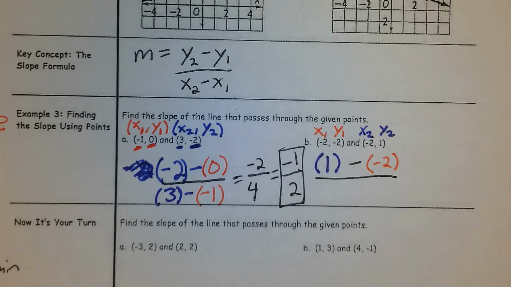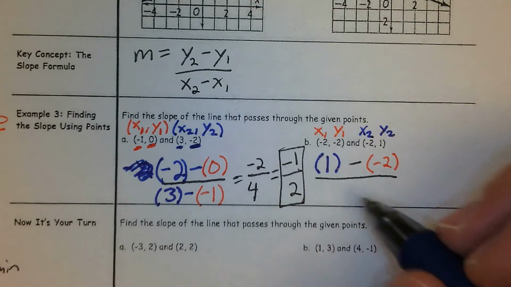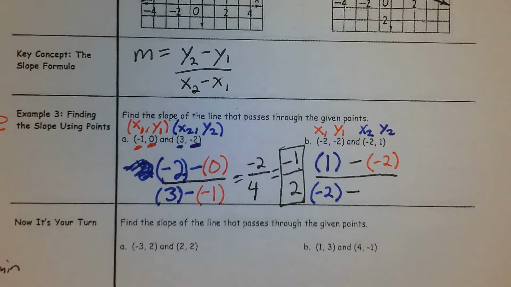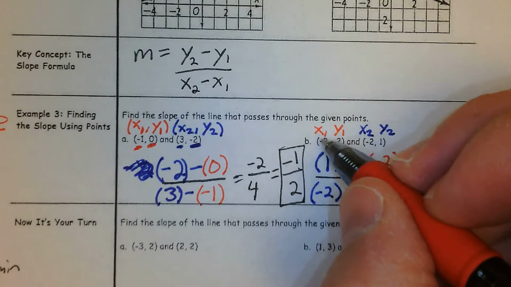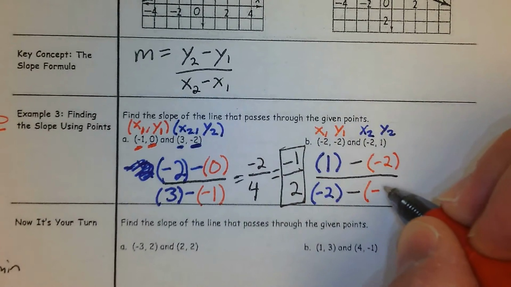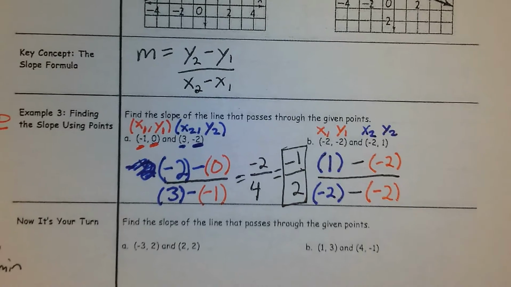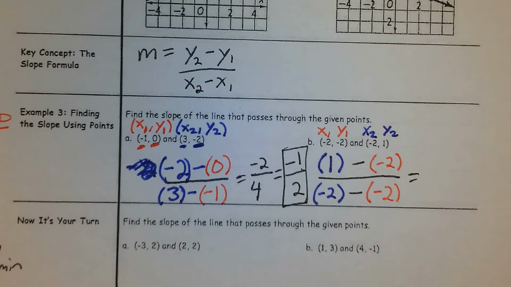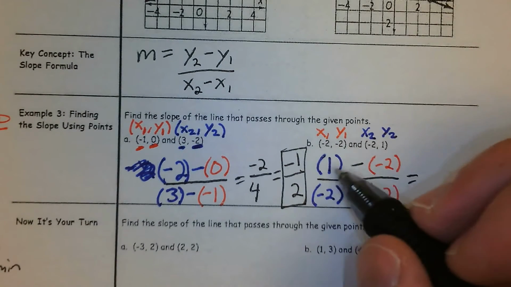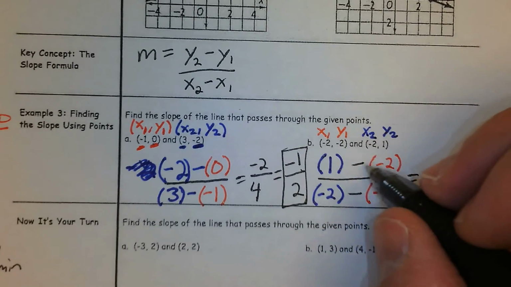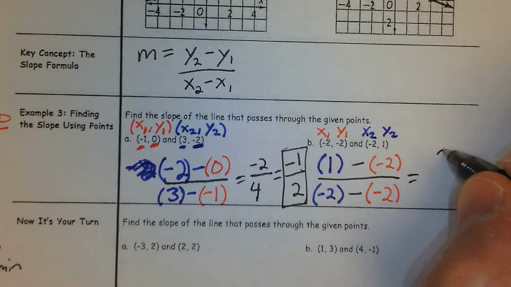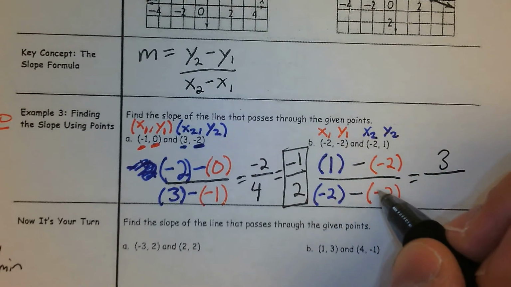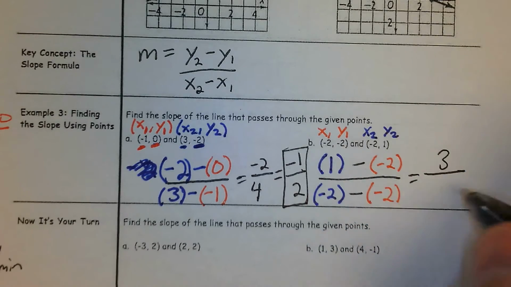Divided by the change in x. So starting with the second value from the x, which is negative 2, minus the x value from the first point, which would be negative 2. Then when we work it out, 1 minus negative 2, minus a negative becomes a positive. Again, if you're not sure how to do this, please use a calculator. 1 minus negative 2 would be 1 plus 2, which ends up being 3. Negative 2 minus negative 2, that's negative 2 plus 2. Negative 2 plus 2 is 0.